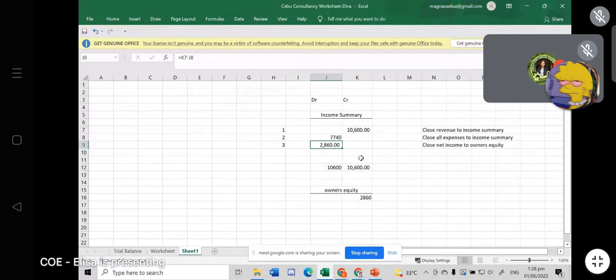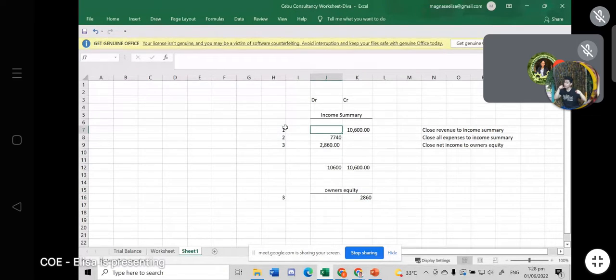this is our entry number 3, and this is the debit, and this is the credit. Close, so it is 10,600 minus 7,740. Considering this is revenue and this is expense, it results in a profit of 2,860. So again, this is a profit, so we are going to transfer it to owner's equity. So this will increase the owner's equity account.